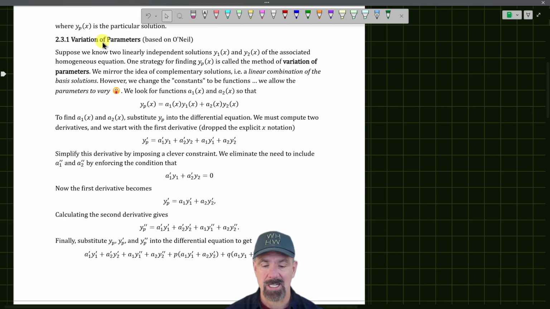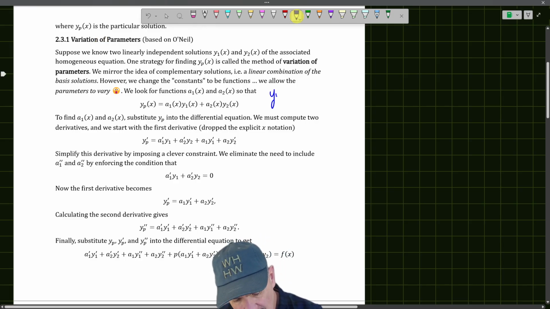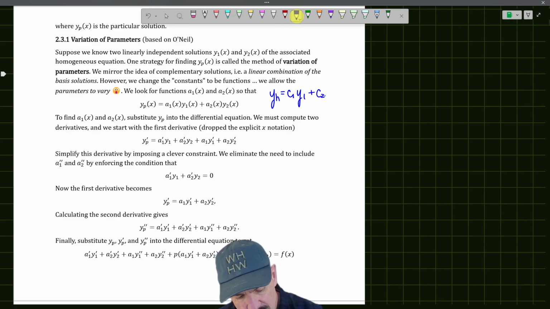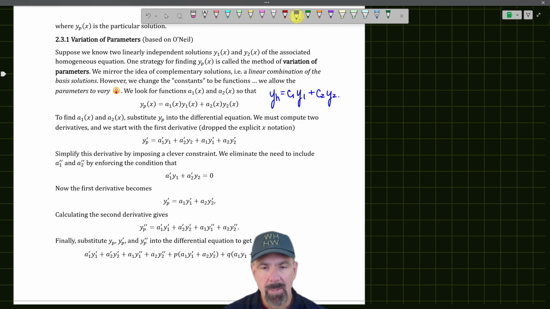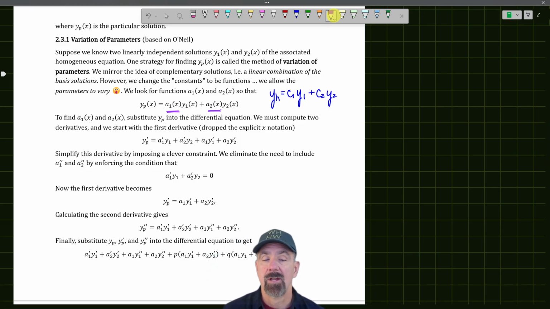So the bottom line is actually pretty straightforward. We have the complementary solution, which is a linear combination of the two solutions that we found to our second order ODE. And what we're going to do is follow exactly the same idea. However, we're going to replace the constant c with functions. And this is where the method gets its name, variation of parameters. We're going to allow the parameters to vary. Then we have a solution, at least we think we do.